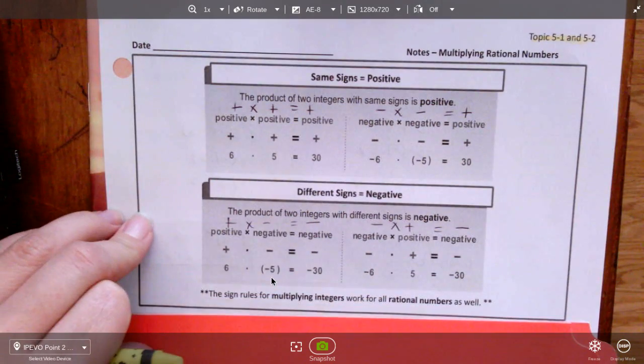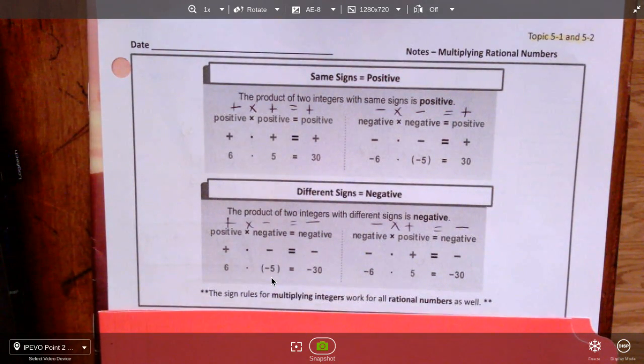And then I remind you that the sign rules for multiplying integers work for all rational numbers as well.